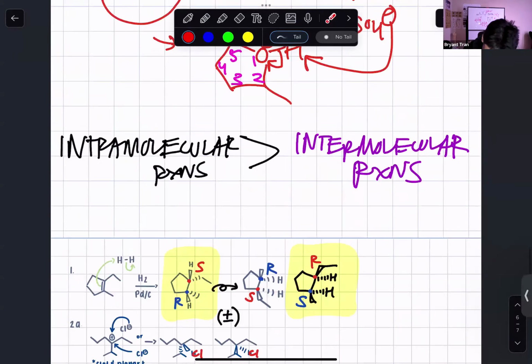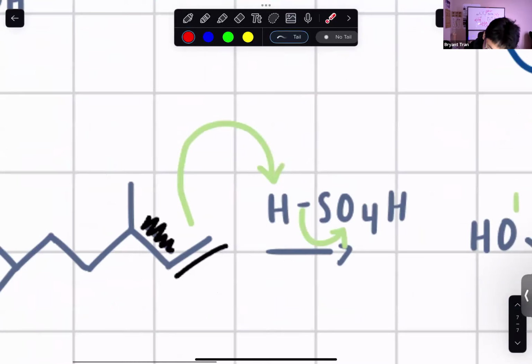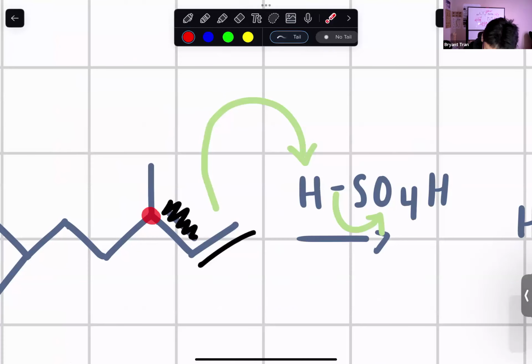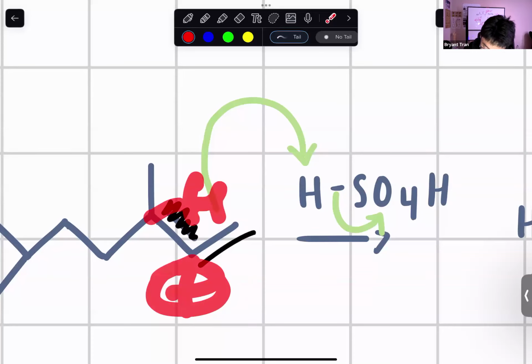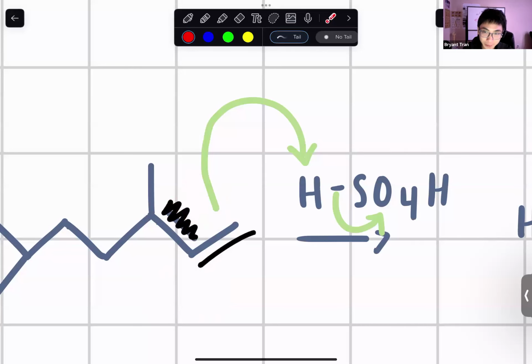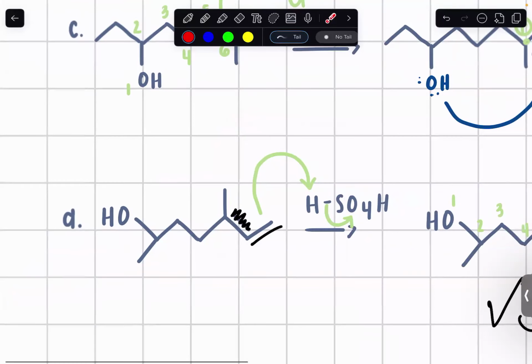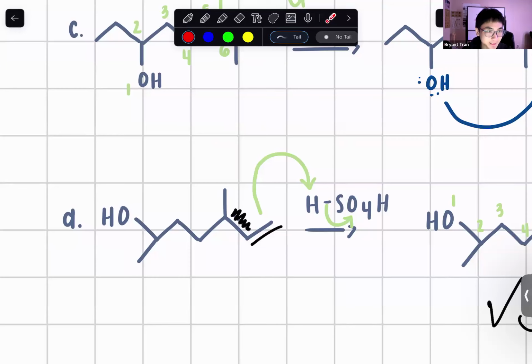Because once we have this alkene right here, we want to directly go for the more substituted position. We don't want to form the less stable carbocation and then do a hydride shift later on, because that's more work for the molecule. The molecule would want to get to the most stable carbocation with the least steps possible.